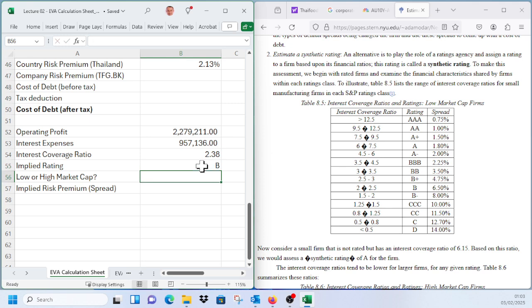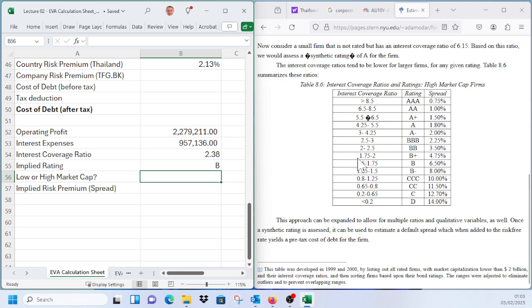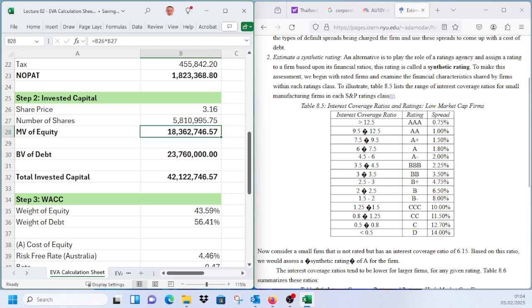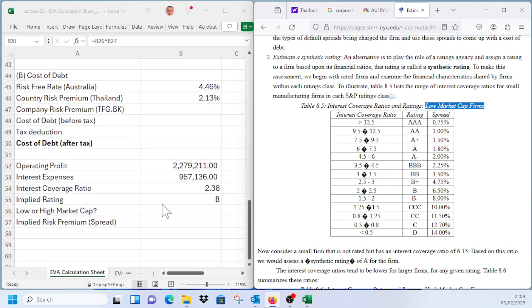And we have to decide whether we have small or large market cap. So this is low market cap here, and Damodaran defines low market cap as smaller than $2 billion or roughly 60 billion baht. If we go up quickly and look at the market value of equity, it's 18 billion baht, so we are talking about a low market cap firm. So we need to stick to the first table here, low market cap firm. And with a B rating, we need to add 6.5% risk spread for the company here.